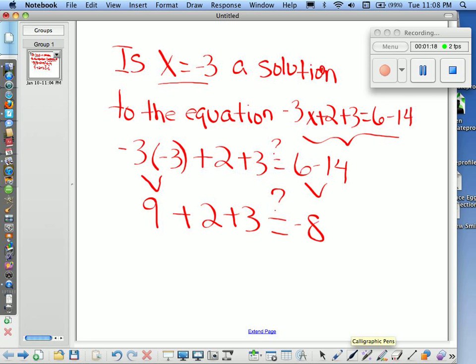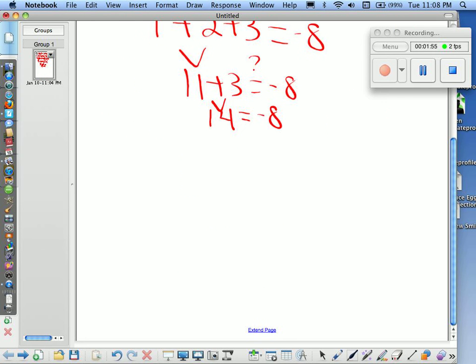We're still not sure if this is true. So we're still showing. So because the 2 sides do not equal each other, when you substitute -3 in for x, the equation is not true if x is -3. So you need to make sure you write that conclusion there.